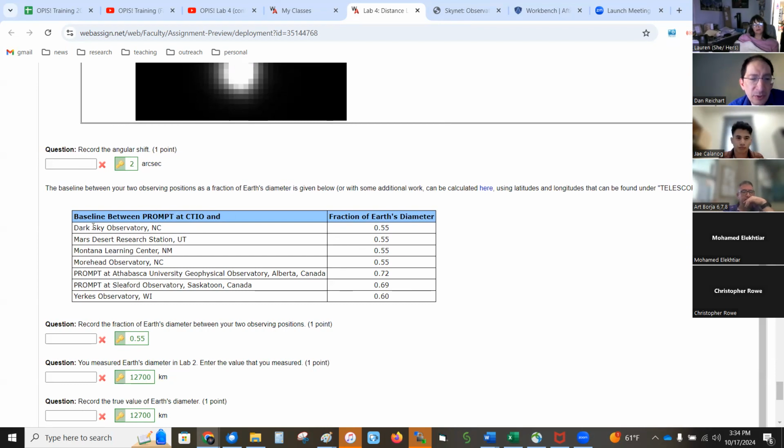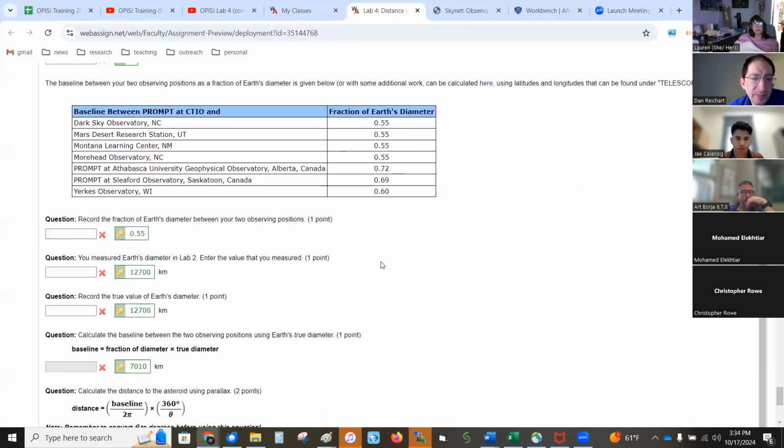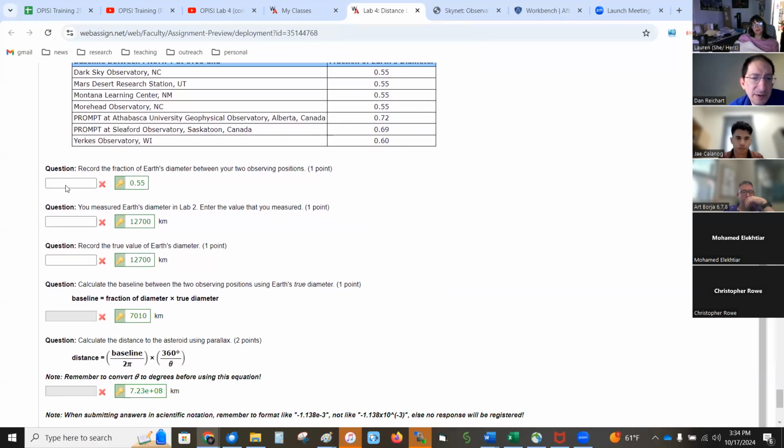What observatory in the north did you use? We use the second one here, Moorhead, so it's 0.55 Earth diameters from Ceratololo. So we record that fraction. And then I ask them, what diameter did you measure for Earth in lab 2? We're not going to use that. I then ask them, what's the true value? But this is just to remind them that these labs are building on each other.